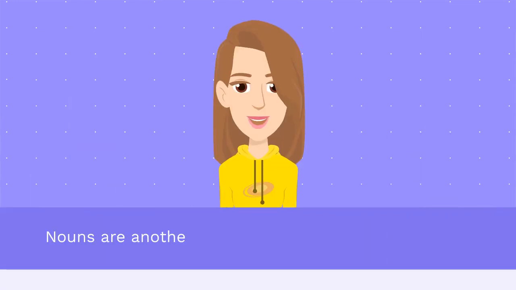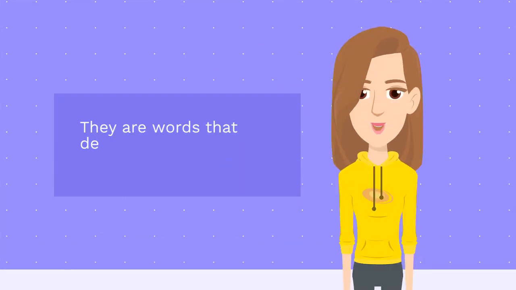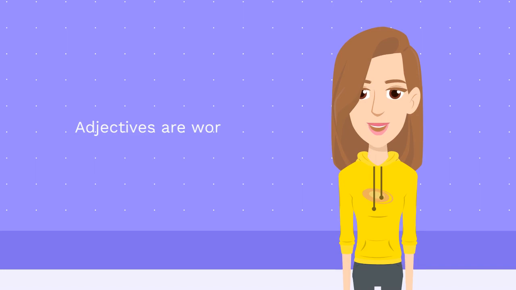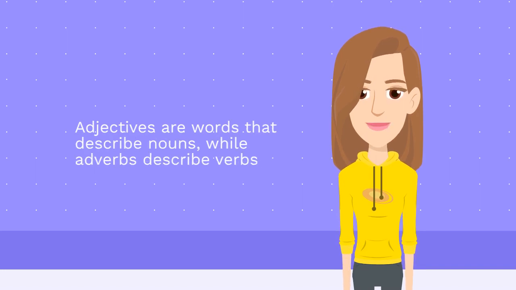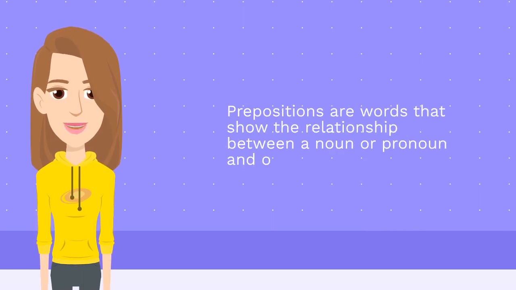Nouns are another essential part of English grammar. They are words that describe people, places, things, or ideas. Adjectives are words that describe nouns, while adverbs describe verbs. Prepositions are words that show the relationship between a noun or pronoun and other words in a sentence.